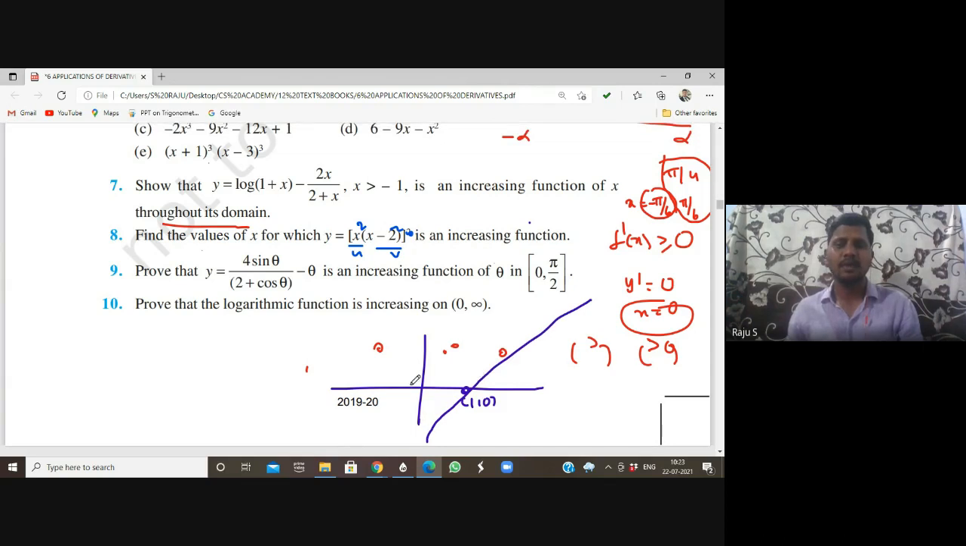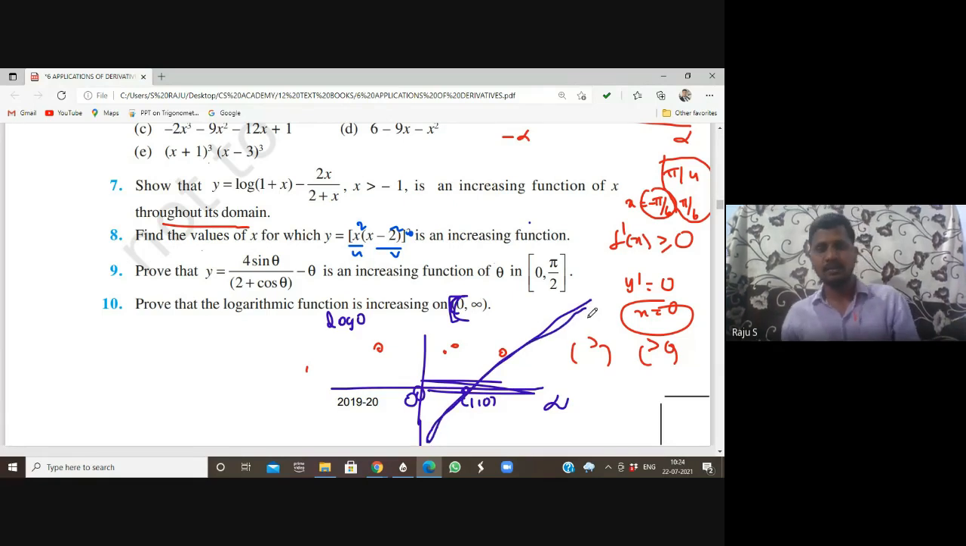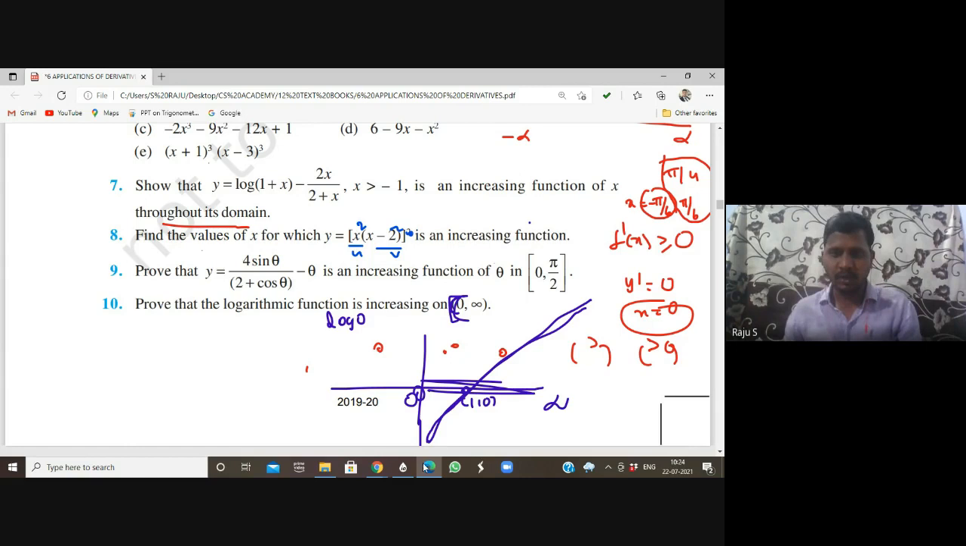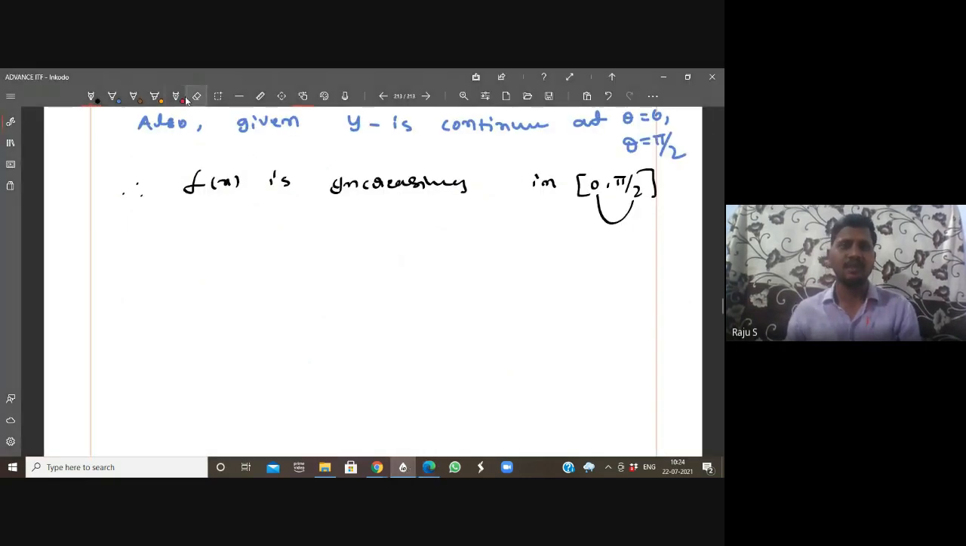This is the graph. They are asking for 0 to infinity, but an open interval, because we cannot take the closed interval at 0; log 0 is undefined. So on the open interval from 0 to infinity, it is always an increasing function. Let's see here.